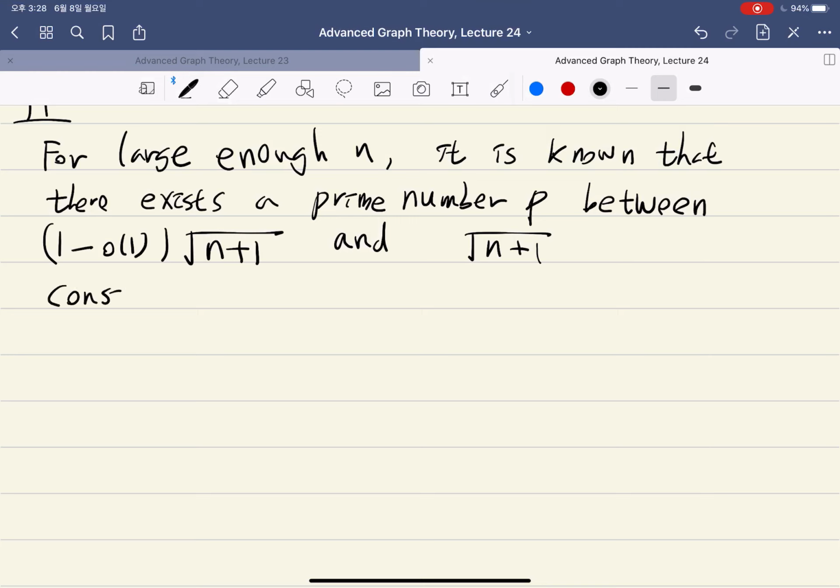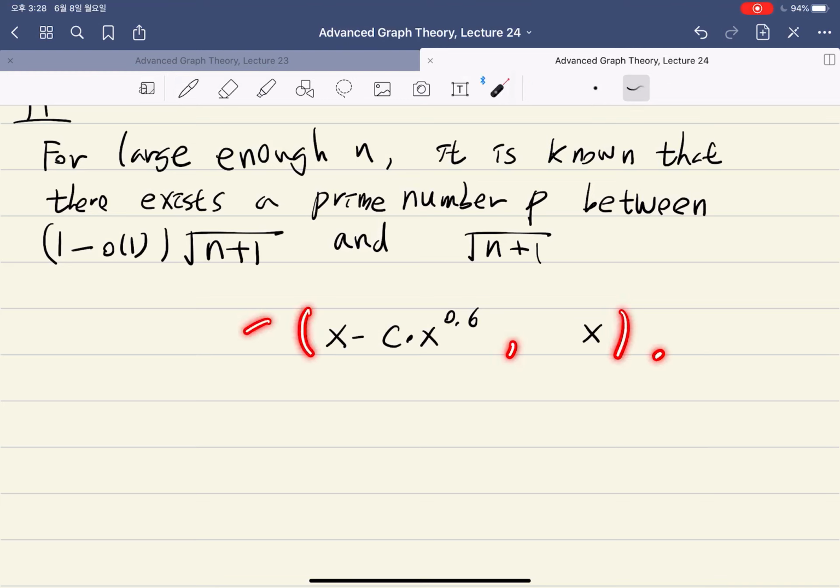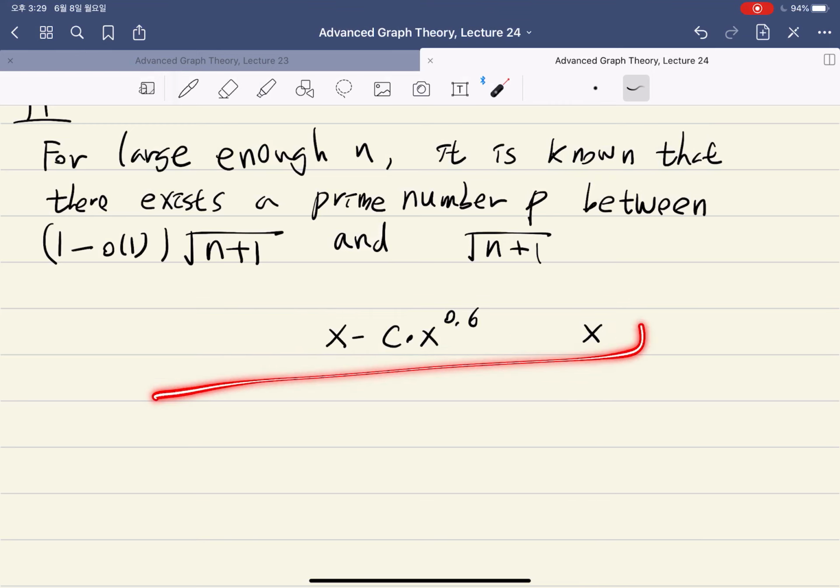And this is possible because in number theory, we know that there is some constant C such that for any positive real number x, we can always find a prime number between x minus C times x to the 0.6 and x, at least this big and at most this big. For any natural number bigger than 2 or 3, this is always possible.